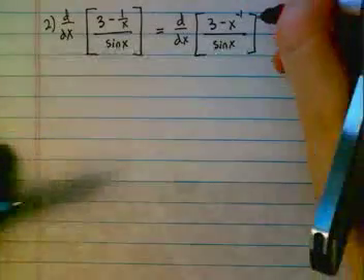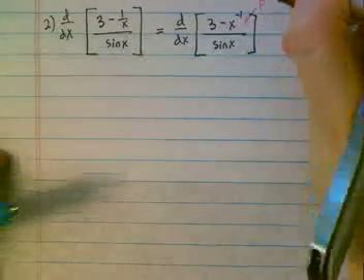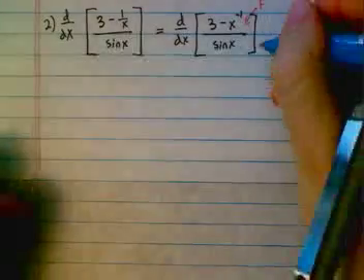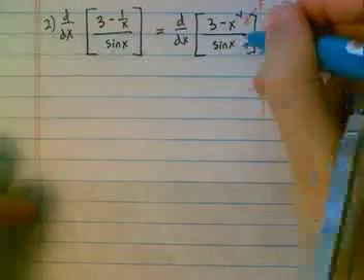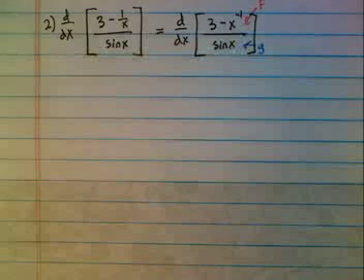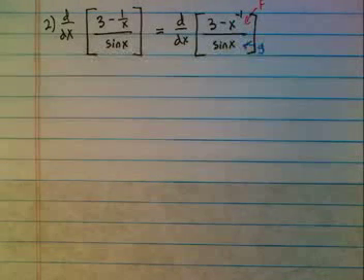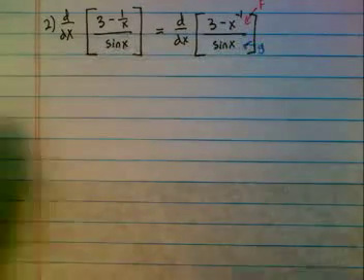Here we have our f. Here we have our g. We're going to use our f prime g minus f g prime over g squared. Again, there's kind of a nice ring to it. F prime g minus f g prime over g squared. Let's do that right here.